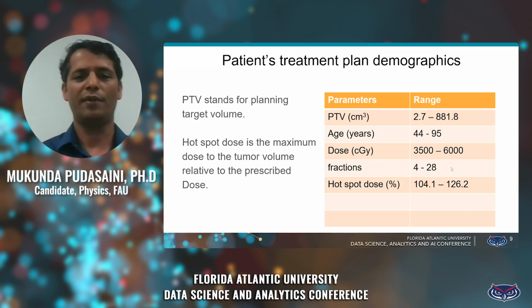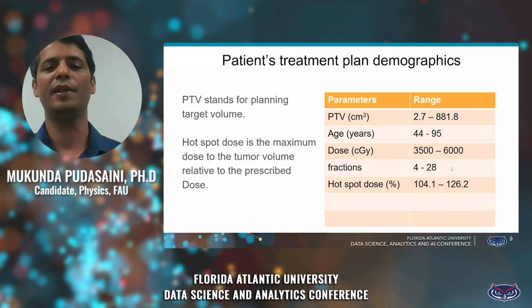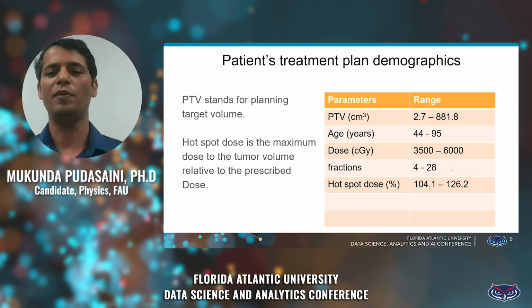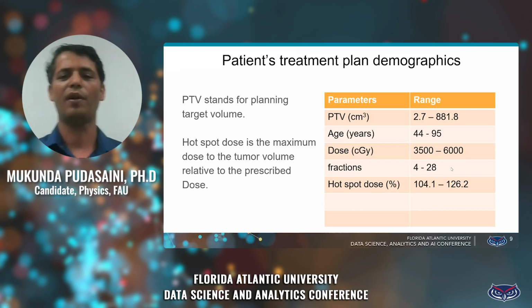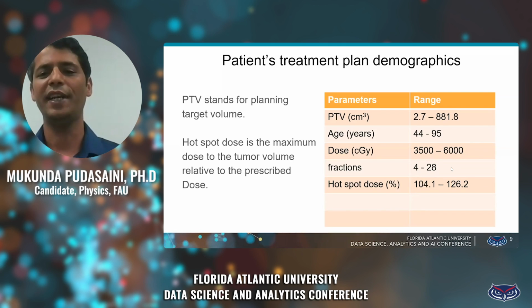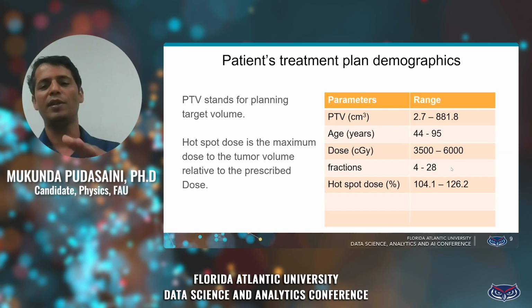This is the demographics of the treatment plans of the patients. Here, in this table, the PTV represents the planning target volume. The range that we found in the 100 patients is from 2.7 cubic centimeters to 881.8 cubic centimeters. The age of the patients was from 44 years to 95 years. The total dose delivered to the patients ranged from 3,500 centigray to 6,000 centigray. And the total dose given to one patient was varying in fractions from 4 to 28.